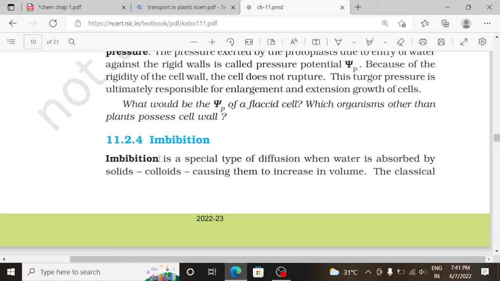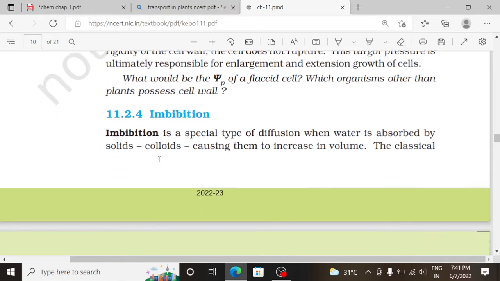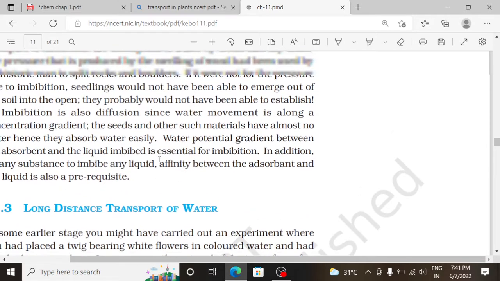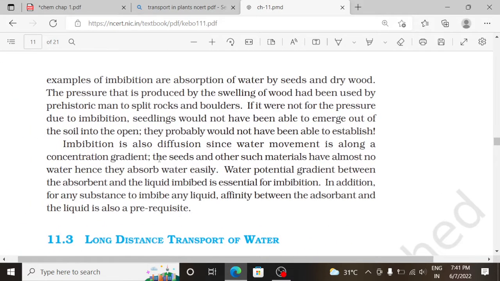Now let us learn about imbibition. Imbibition is a special type of diffusion when water is absorbed by solids, colloids, causing them to increase in volume. The classical examples of imbibition are absorption of water by seeds and dry wood.